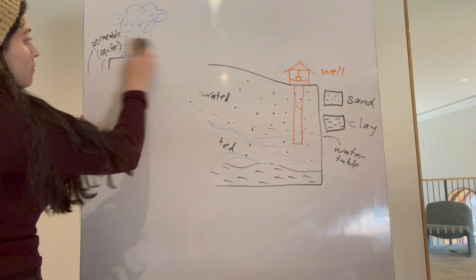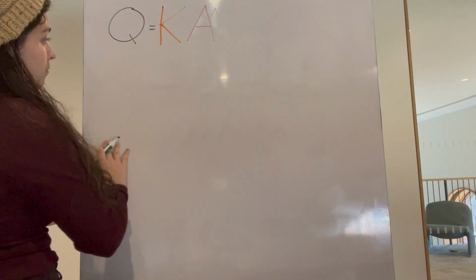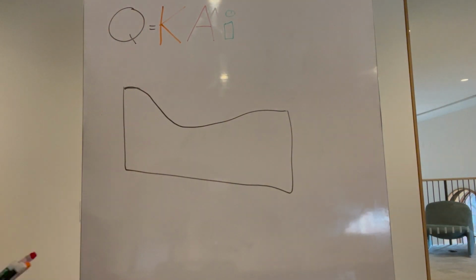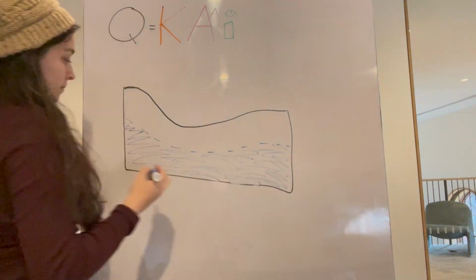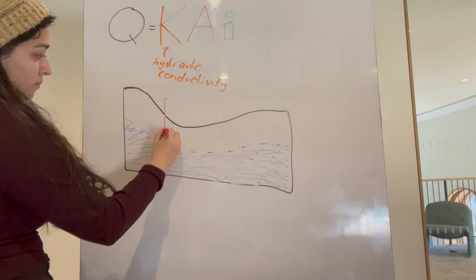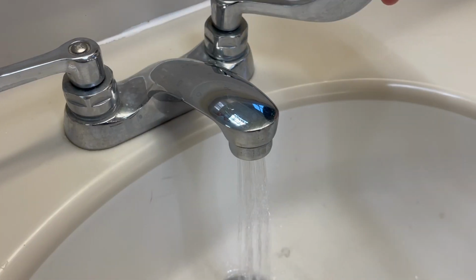A simple version of the law can be written as Q equals K times A times I, where Q is the discharge of water passing through a given vertical location, A is the area of this plane, K is the hydraulic conductivity, the ease of flow, mostly dependent on permeability, and I is the hydraulic gradient, the instantaneous slope of the water table.